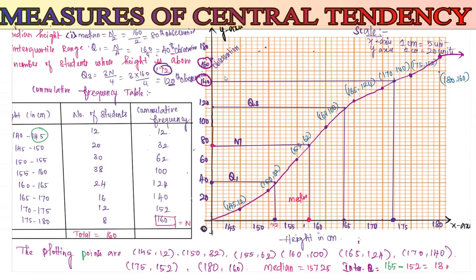For the third sub question, the number of students whose height is more than 172 centimeter is 20 students. So this is the final answer.